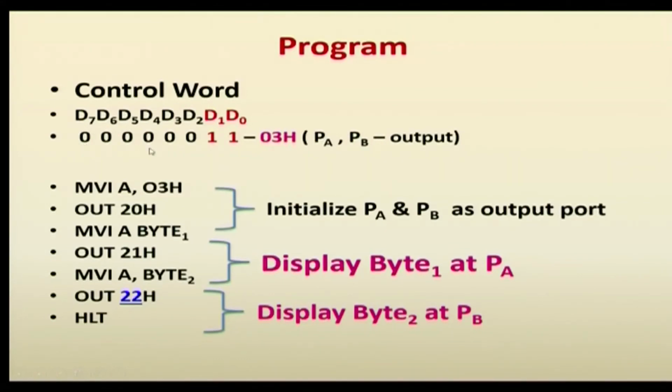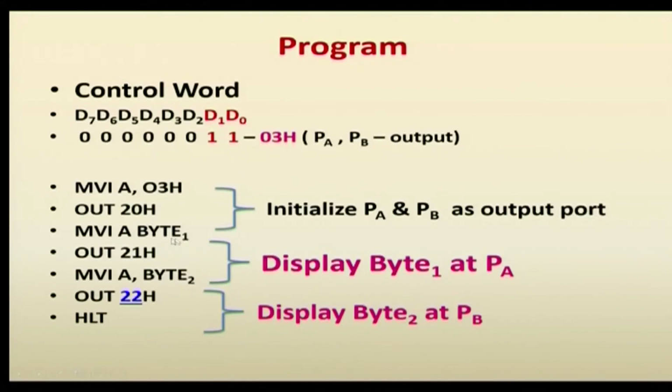So, based on that the 4 values are read. So, 000 is read as 0, 0011 is read as 3. So, 03H, which represents port A and port B is considered as the output. Then I have to first initialize the control word, which is MVI A comma 03. Control word is initialized, then OUT 20H means now the value is stored in the control register. The 20 is the port address of the control register.